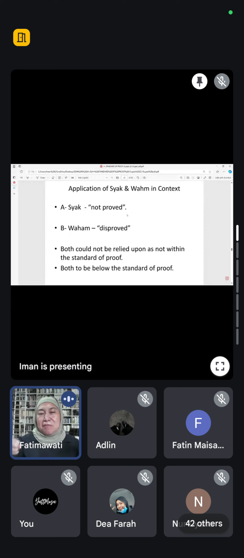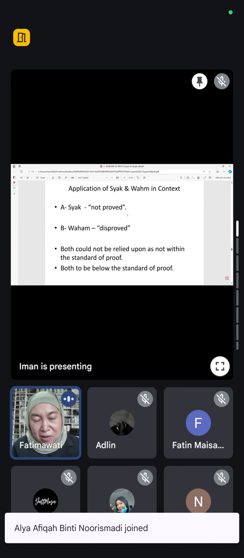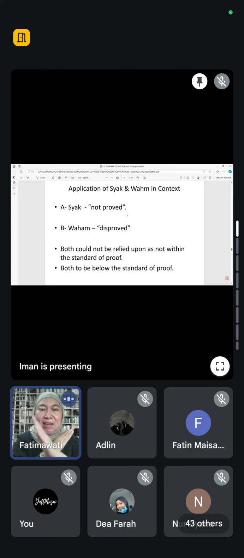Jadi the application of syak dengan waham in the context of Islamic evidence is that syak is not proof. Dalam section 3 subsection 2B tu, not proved tu adalah syak. Disproved adalah waham. Jadi both cannot be relied upon as a standard of proof. Dia below par. So kita tak terima. Ni kita tak terima langsung. Okay, next.